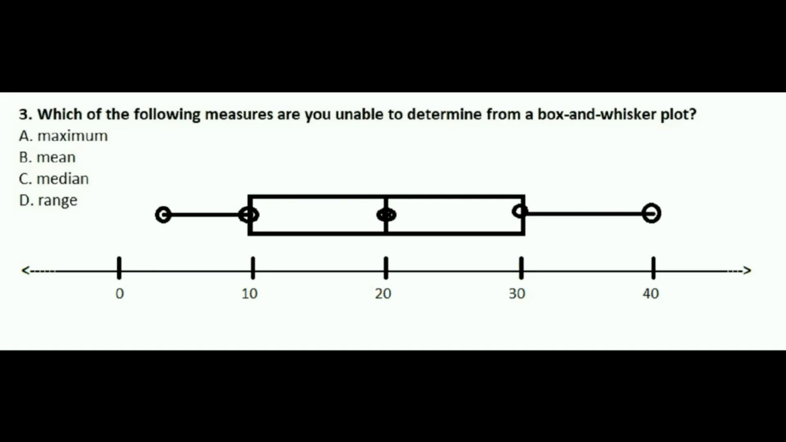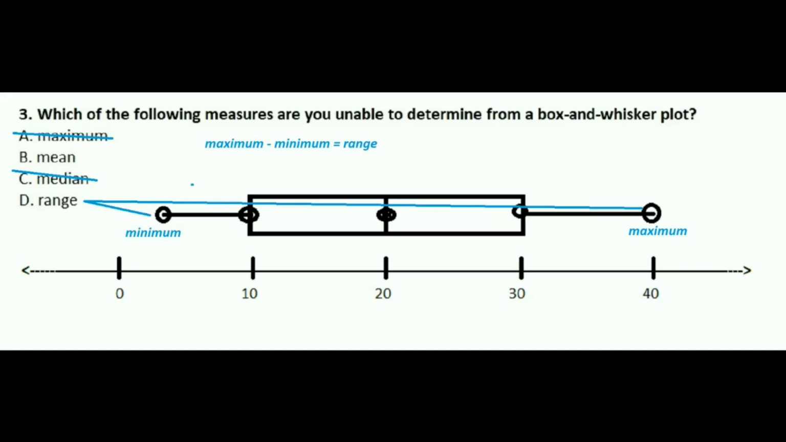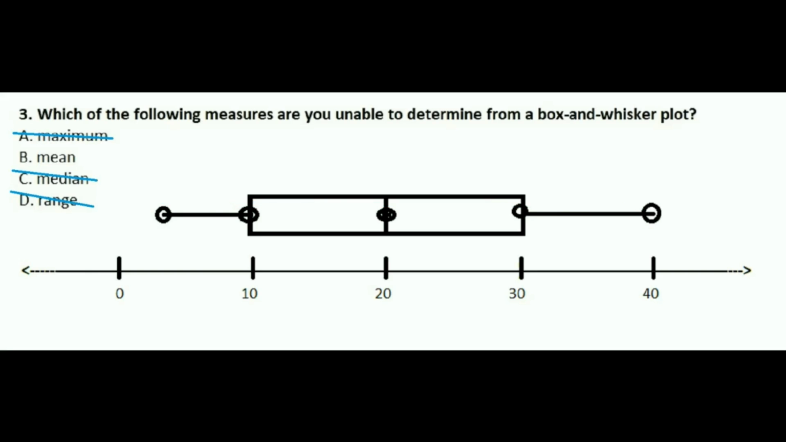Moving on. Number 3. Which of the following measures are you unable to determine from a box and whisker plot? Now here's a sample box and whisker plot, and we can find the maximum. That's our highest point in this box and whisker plot. So it's not the maximum. We're looking for the thing we can't find. There's our median. It's not median because that's sitting right there at 20. Our range is the difference between our minimum and our maximum, so maximum minus minimum is our range. So we can find the range. The only quality here we can't find is our mean. The answer is B. All right, moving on.